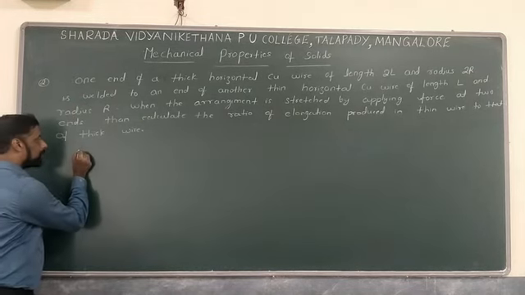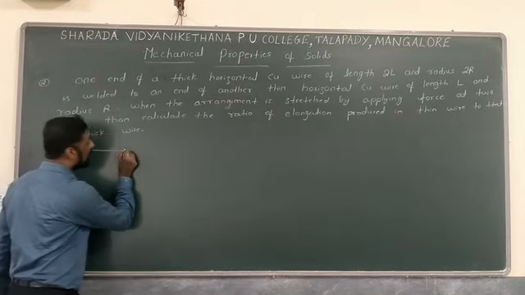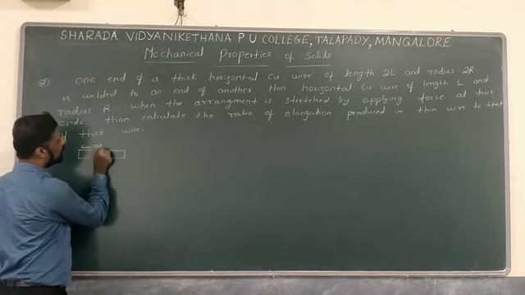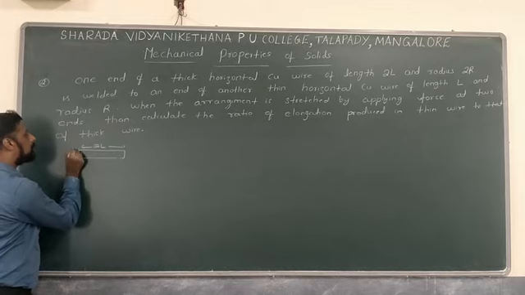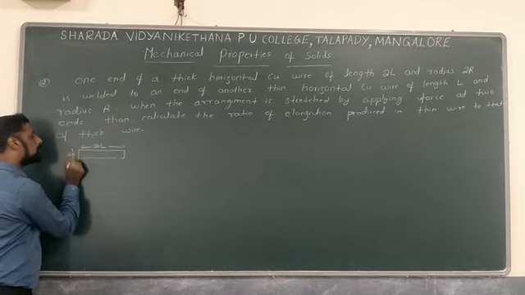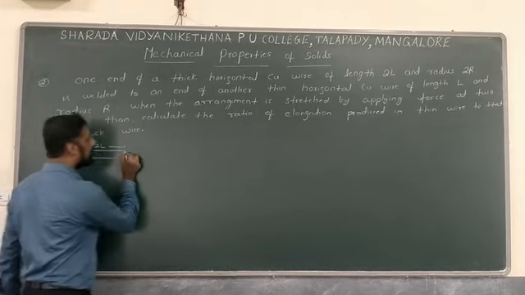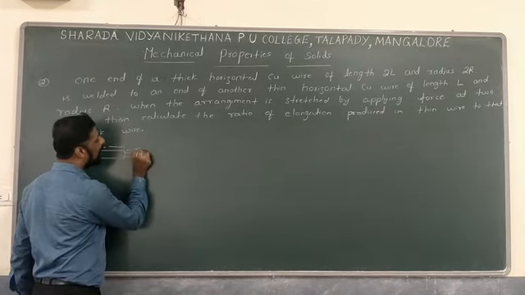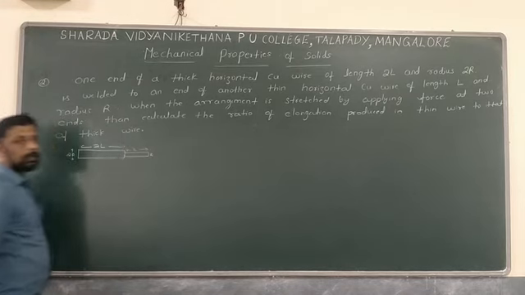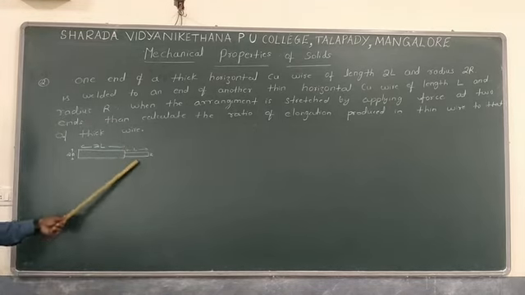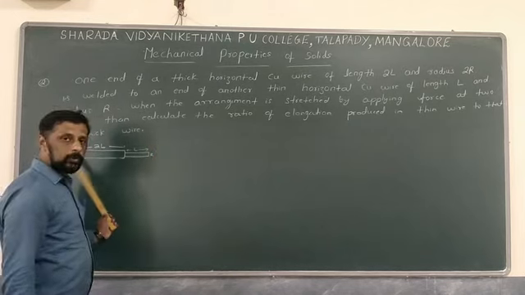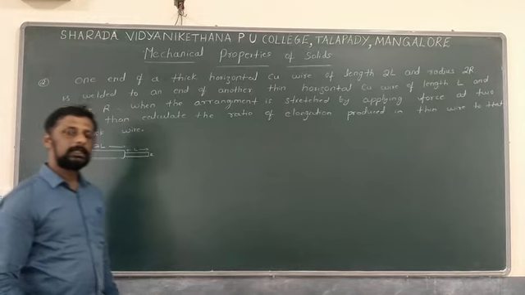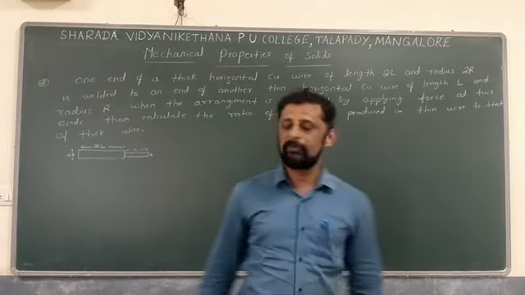So here there are two wires. One is a copper wire of length 2L having the radius 2R. This wire is welded with another wire of length L having the radius R. Now this arrangement is stretched by applying the force at the two ends. Then calculate the ratio of elongation produced in the thin wire to that of the thick wire.